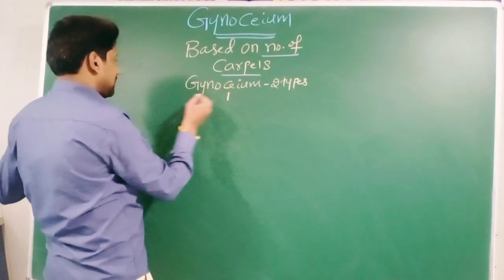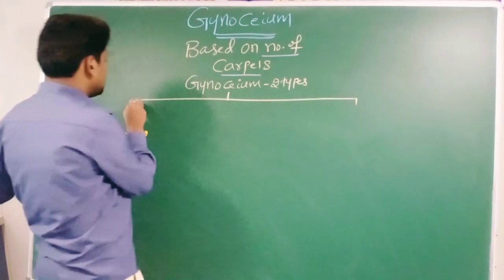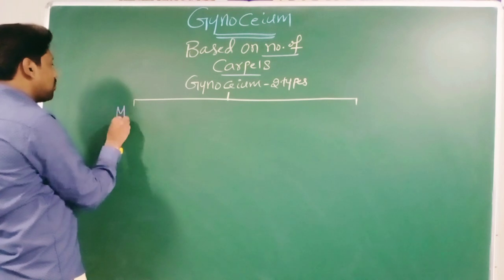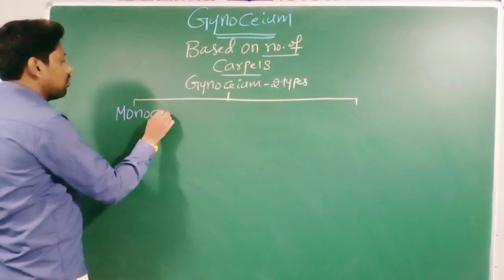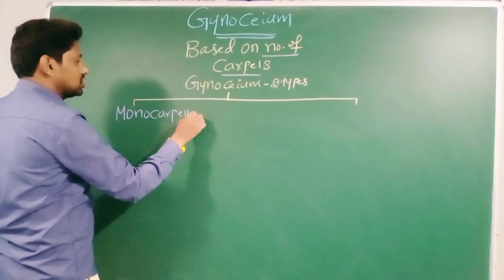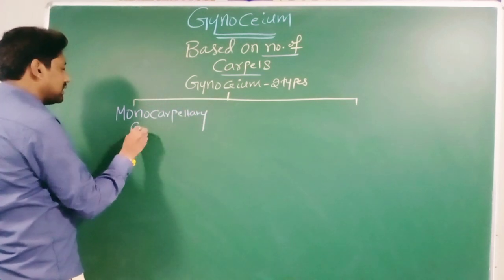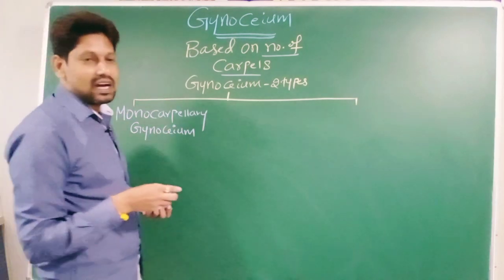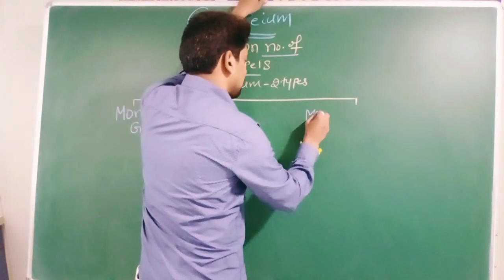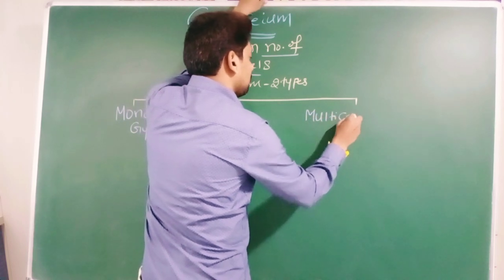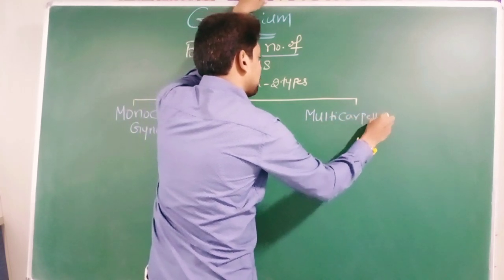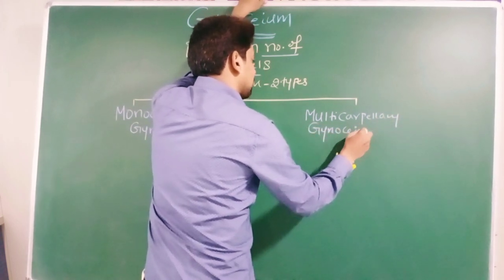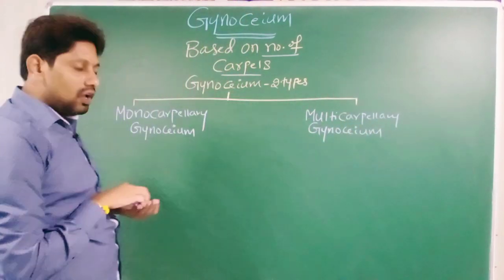What are they, sir? First one is monocarpillary Gynecium. Second one is multicarpillary Gynecium. Is it okay? Right? Go for the first one.